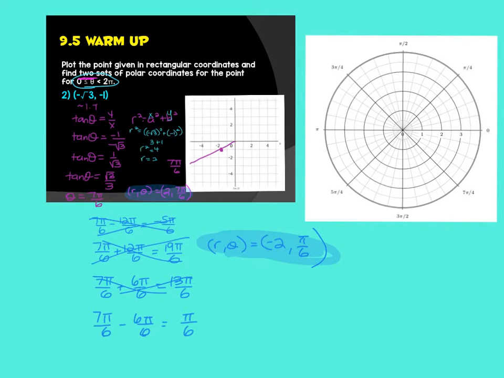It doesn't matter. Okay, 7 pi over 6 is here, and 2 would be out to the second ring. If I had done pi over 6, which would have been here, the radius would have been negative. I would have moved away. It still would have given me that same coordinate point. Questions on that one?